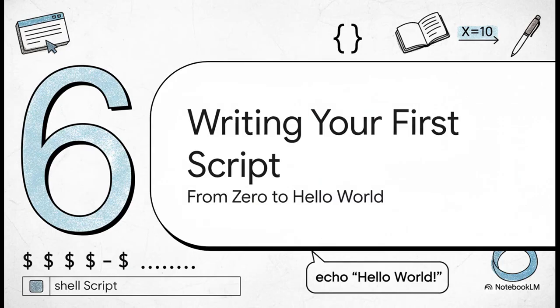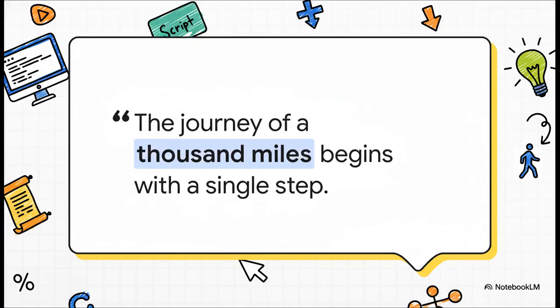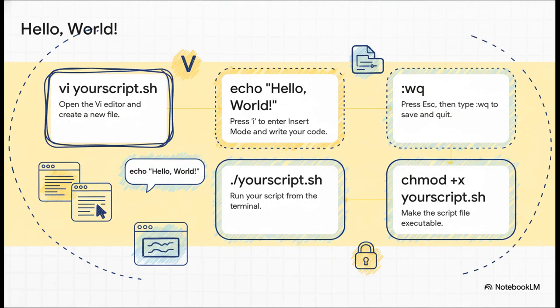All right, this is it. We've talked about the editor, we've talked about variables, we've talked about operators. Now it is time to put it all together and write our very first honest-to-goodness shell script. Every single programmer out there, no matter how amazing they are now, started right where you are, with that very first step. And in the world of programming, that first step is always making the computer say hello to the world. Here are the exact steps.